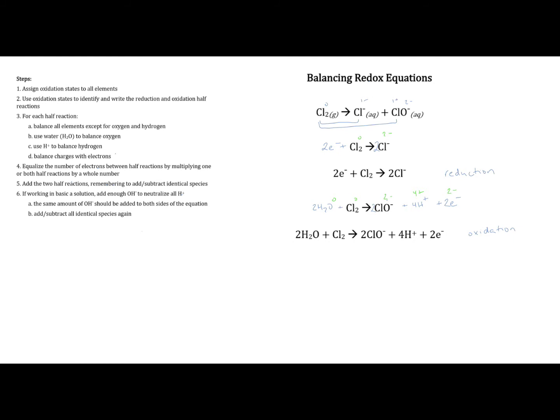One thing to note here, if you have a reduction, you're going to have an oxidation and vice versa. If you end up with half reactions that have electrons on the same side, go back, something is wrong.